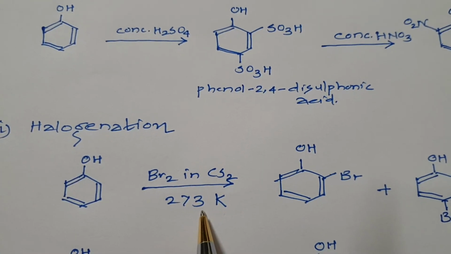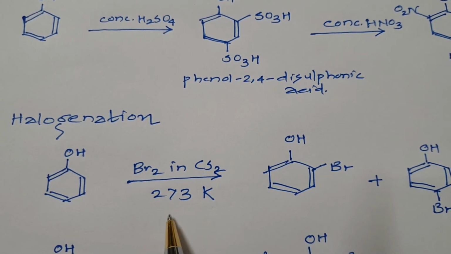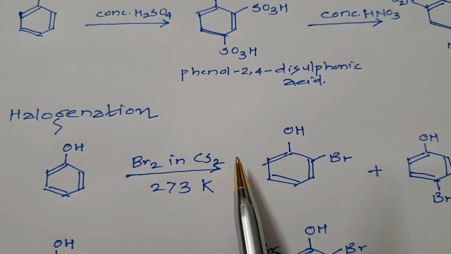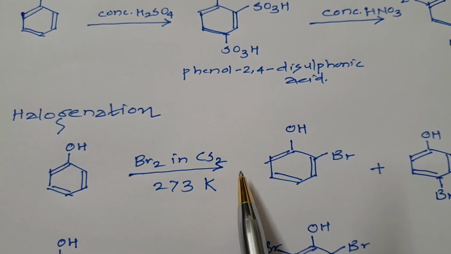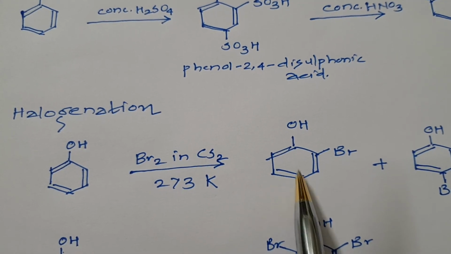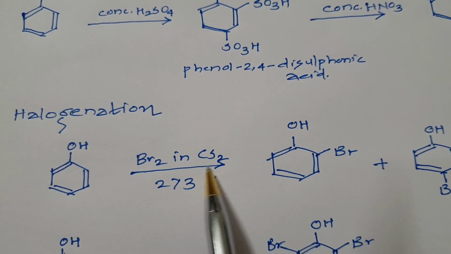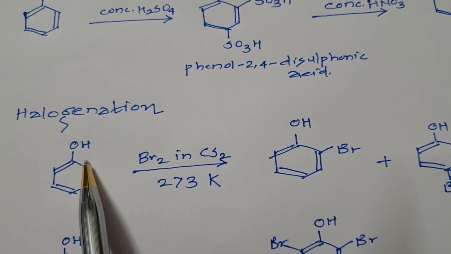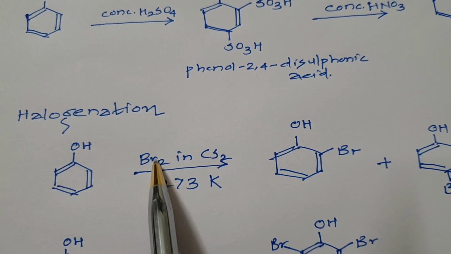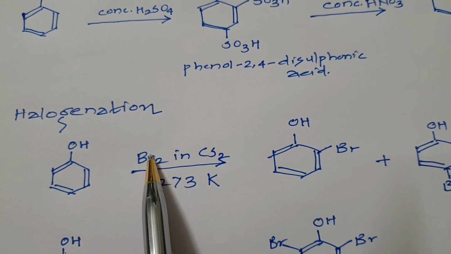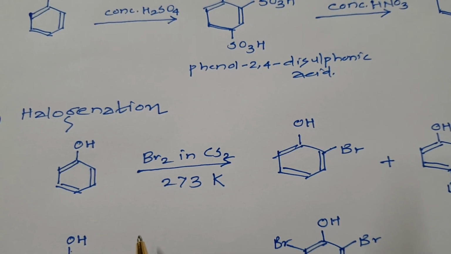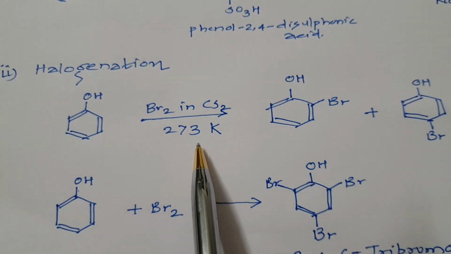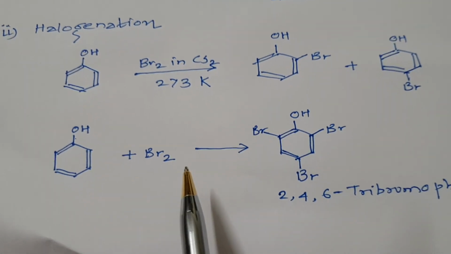Understand one thing: usually when we have seen halogenation of benzene, we have normally seen the use of bromine in presence of a Lewis acid like iron bromide, FeBr3. But over here we are making use of a simple solvent, carbon disulfide, because the OH group itself is so active that it can easily polarize the bromine. So it can easily abstract bromine from the bromine-bromine bond. Therefore we don't require a Lewis acid like FeBr3.